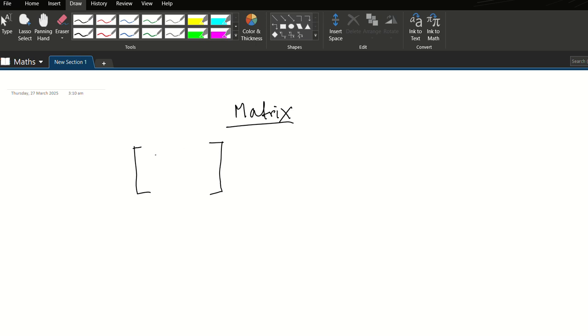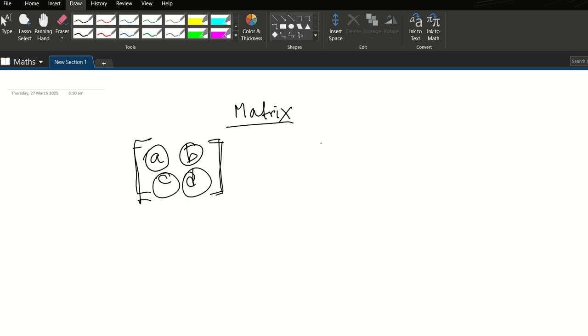So you have seen certainly that a matrix is of this form. To understand the basics of matrices, we have to understand these things. These are called elements in a matrix, and this is the third bracket that is used to define a matrix.